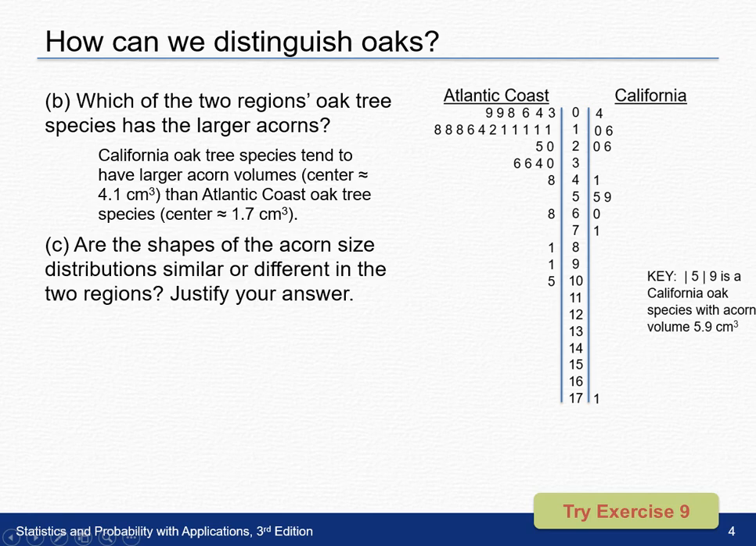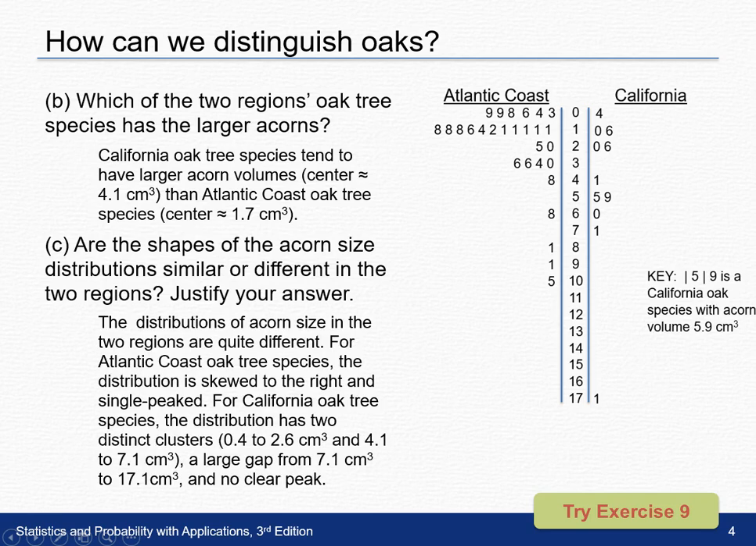The last part, Part C, says, are the shapes of the acorn size distributions similar or different? So when looking at the shape, we want to see if they're symmetric or skewed, where the clusters are. When we look at this, the acorn sizes are quite different for the two. If you look at the Atlantic coast, from 0 to 17, we would have a distribution skewed to the right.